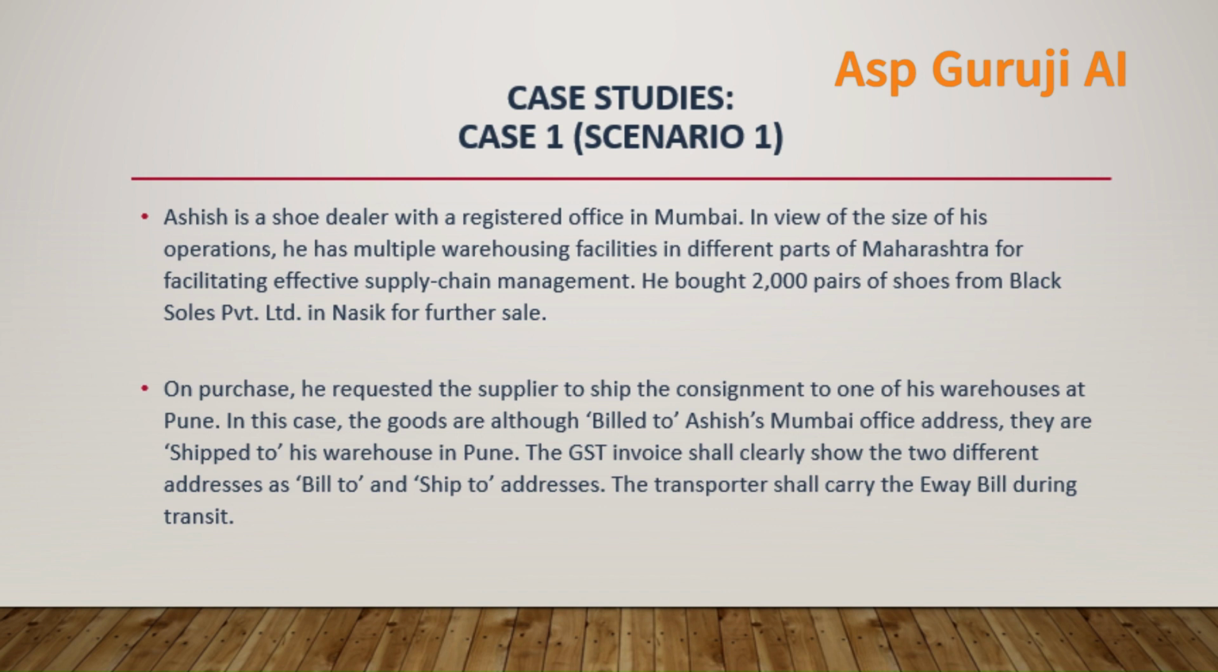In this case, the goods are although billed to Ashish's Mumbai office address, they are shipped to his warehouse in Pune. The GST invoice shall clearly show the two different addresses as bill to and ship to addresses. The transporter shall carry the EWAY bill during transit.